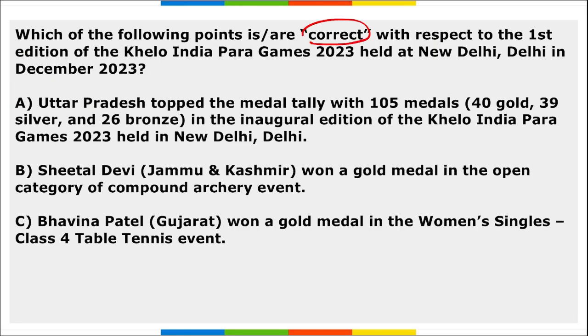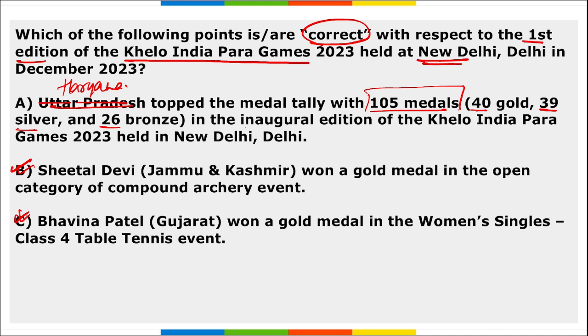Next, which of the following are correct with respect to the first edition of the Khelo India Para Games held in New Delhi? This was held for the first time in New Delhi. Among the following, options B and C are right. It is saying that UP topped the medal tally. No, here Haryana topped the medal tally with 105 medals, 40 gold, 39 silver and 26 bronze in this inaugural edition, that is the first edition of the Khelo India Para Games held in New Delhi. Now this option becomes right.